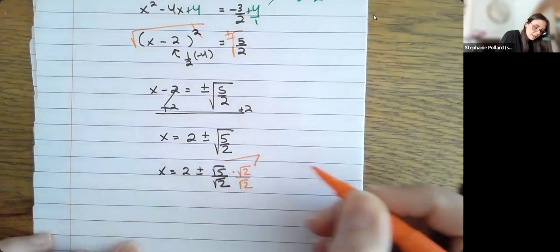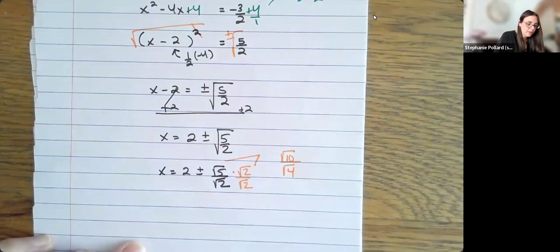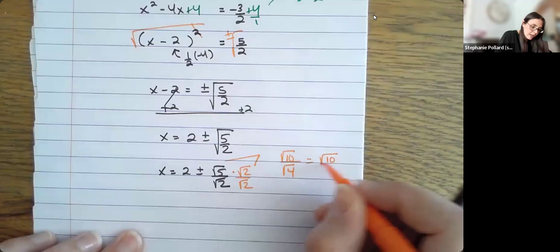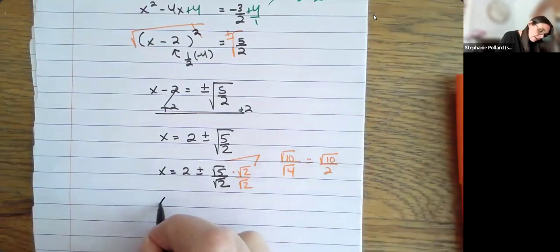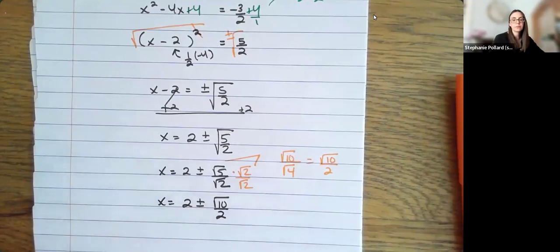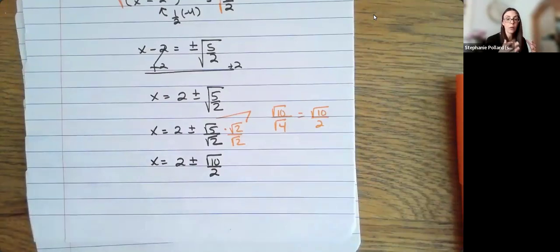What happens with this piece, you have a √10 up top and √4 in the bottom, right? 5 times 2 is 10, 2 times 2 is 4. And then √4 becomes 2. So I get 2 plus or minus √10 over 2 here. Now that is a valid answer. That looks good. I cannot break down the √10 anymore.